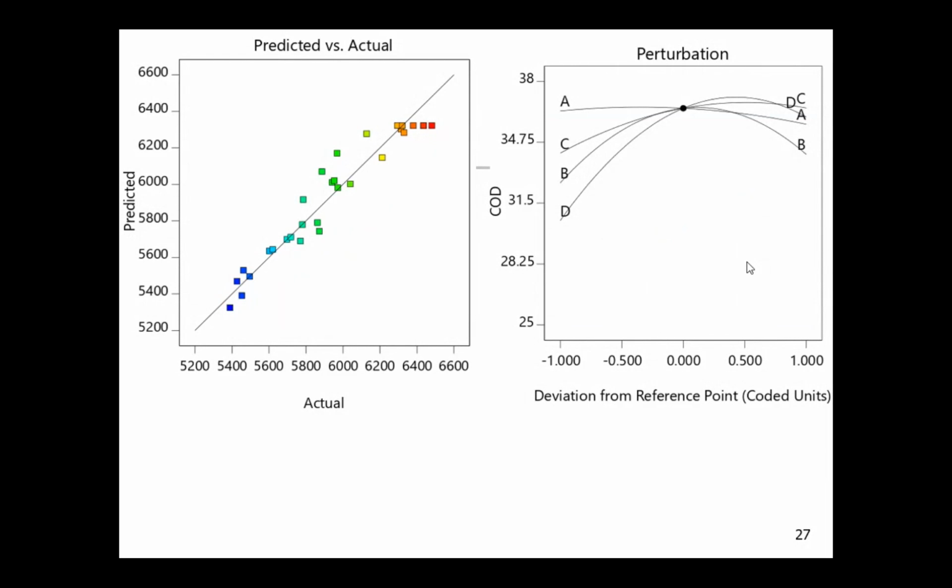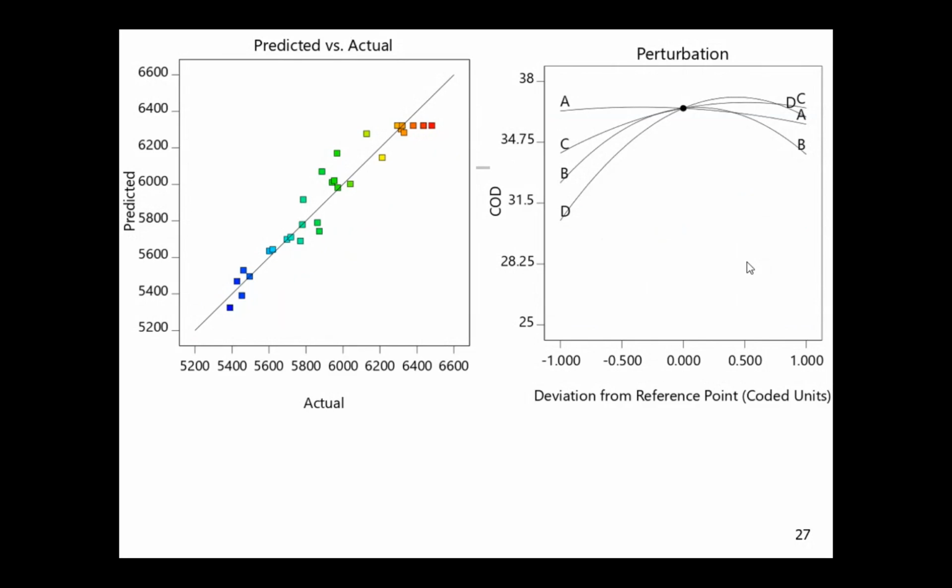So then comes the predicted versus actual plot. What is the difference between the actual and the predicted? There are 30 experiments, so 30 points will be there. These should be fitted through a 45-degree straight line. These points should be scattered uniformly over that 45-degree straight line.